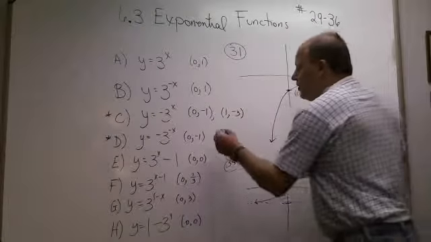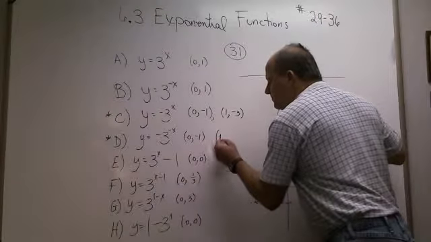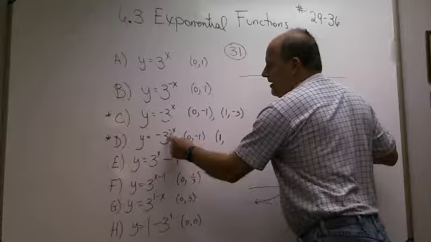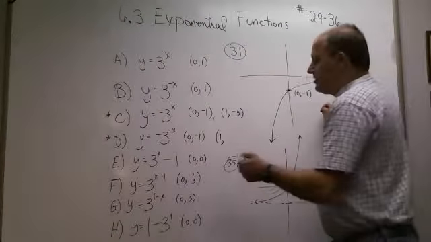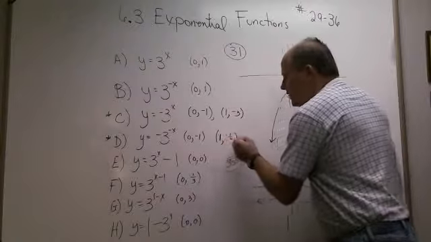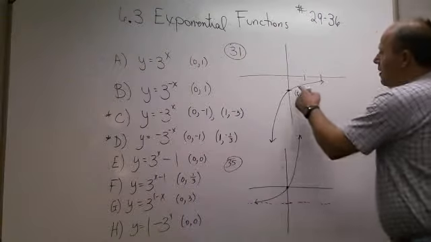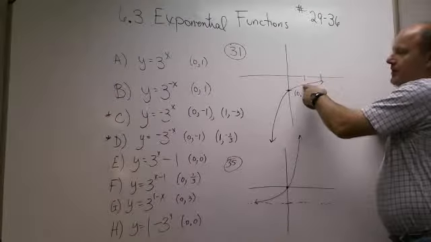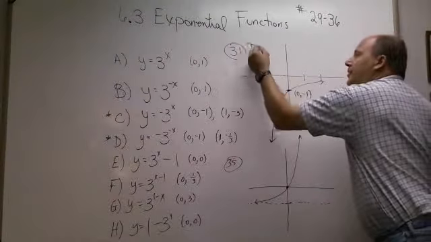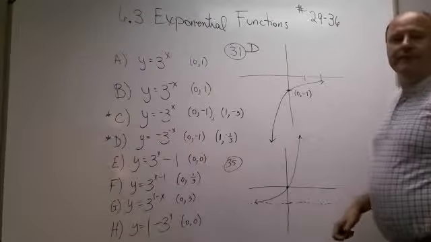So let's make sure. We put 1 in for this one. 3 to the -1 is 1/3, and the opposite of 1/3 is -1/3. That looks reasonable, because 1 down 1/3 is about right there. So D is the one that goes with 31.